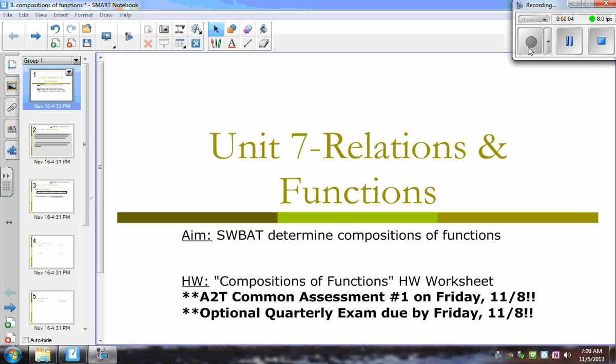This one's our first one for Unit 7 on relations and functions. And we're going to talk about a skill known as finding the compositions of functions. Now, the idea behind this is going to need our evaluating skill from what we learned in day 1, but we're going to see how that comes back into play in a little bit.